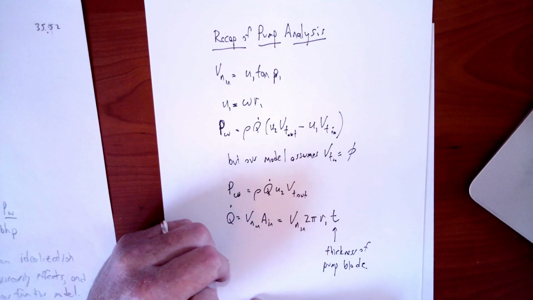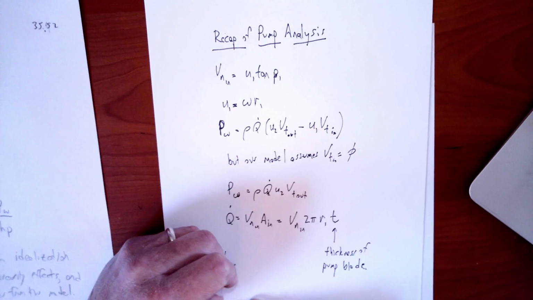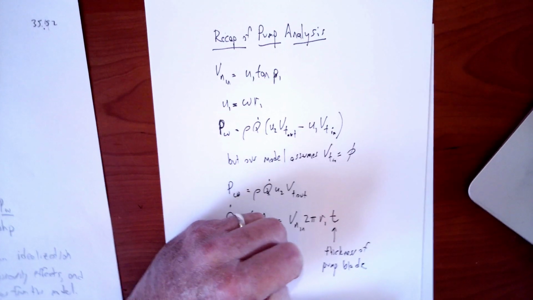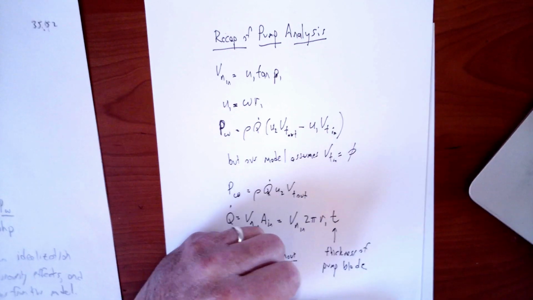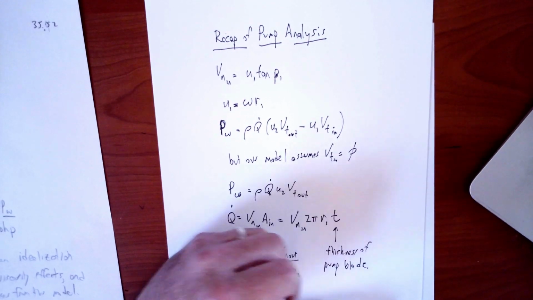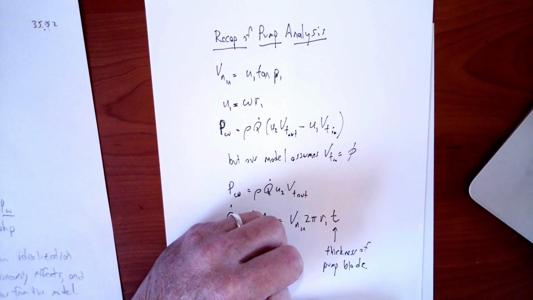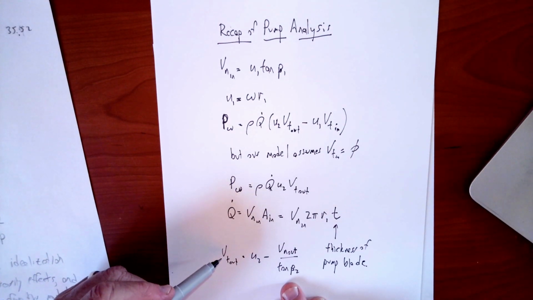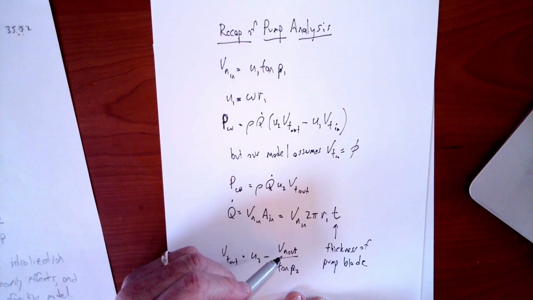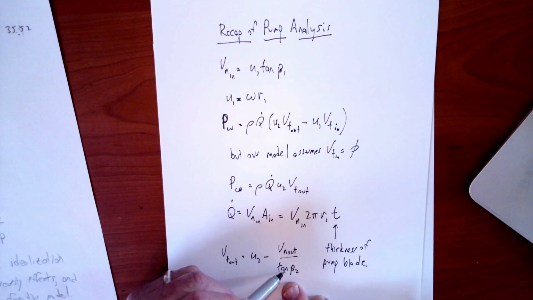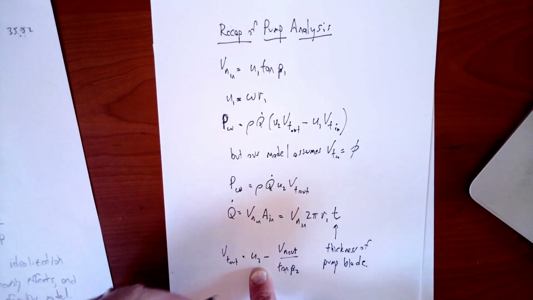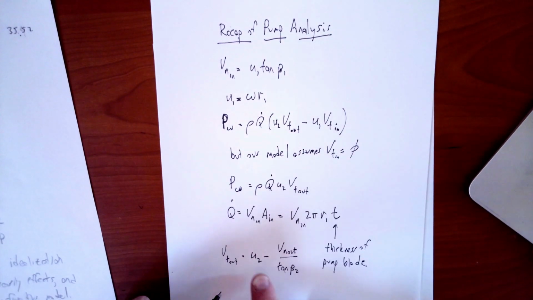We showed that we could find VT out. VT out was equal to U2 minus Vn out divided by the tangent of beta 2. So this was another very important formula we derived, which allowed us to find the tangential velocity at the outlet based on the normal velocity at the outlet divided by the tangent of beta 2 and the tip speed of the blades at the outer circumference. So this is the tip speed at R2.